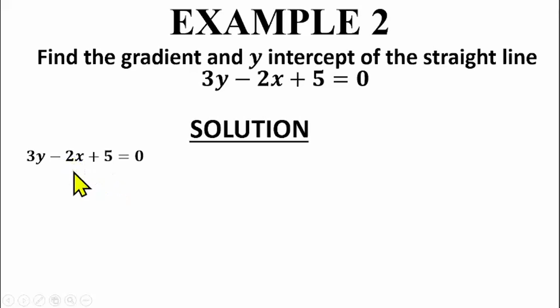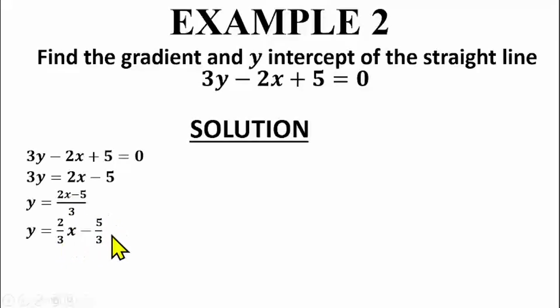And how do we do that? You need to take 2x to this side, take 5 to this side. So you'll have 3y is equal to 2x plus 5. Then we need to divide both sides by 3. If I divide both sides by 3, I will have 2x plus 5 over 3. Then we can split this fraction, so we'll have y is equal to 2 over 3x plus 5 over 3. So we have split this fraction.